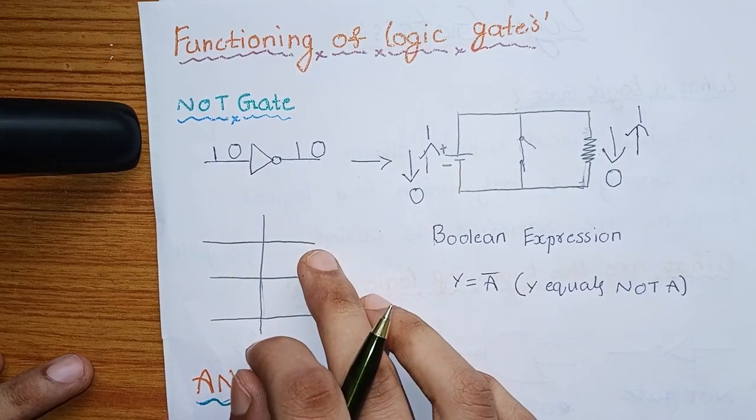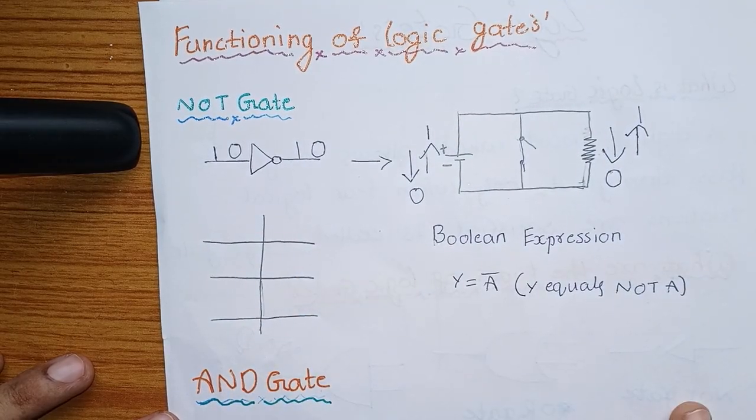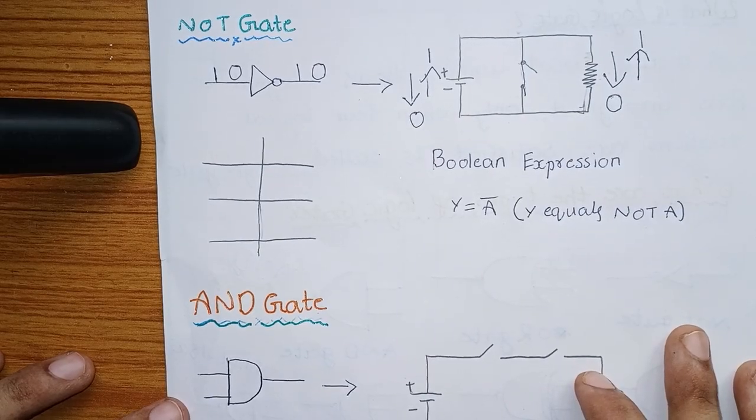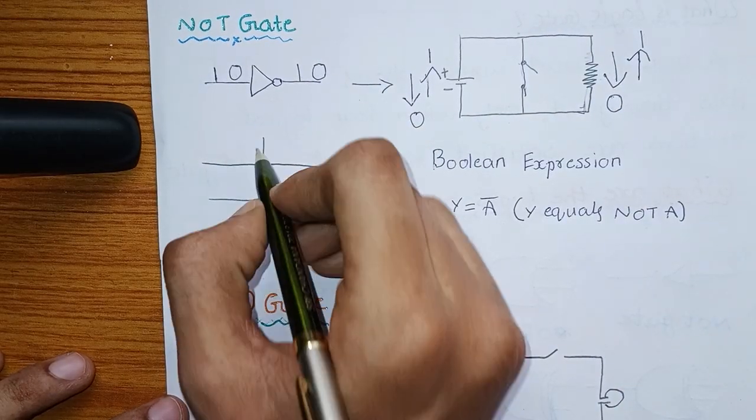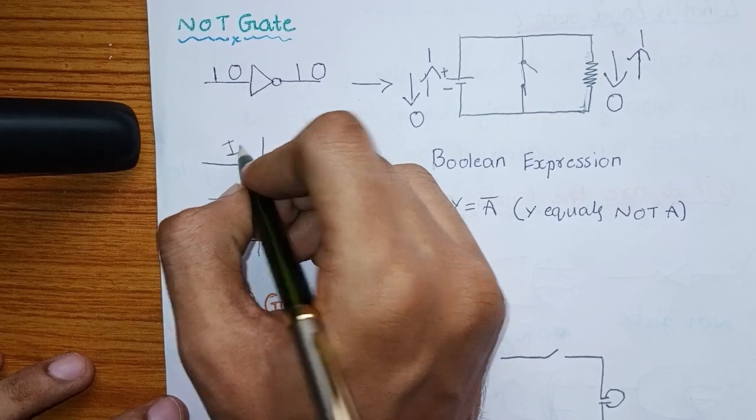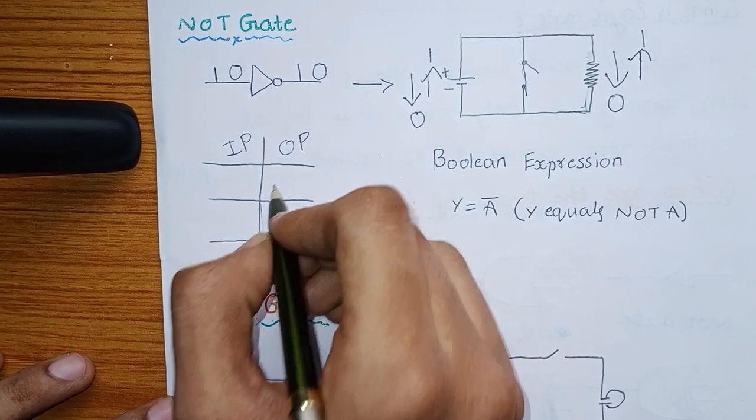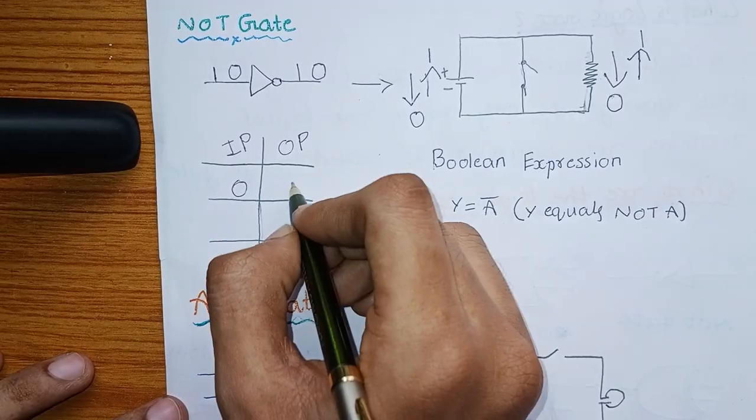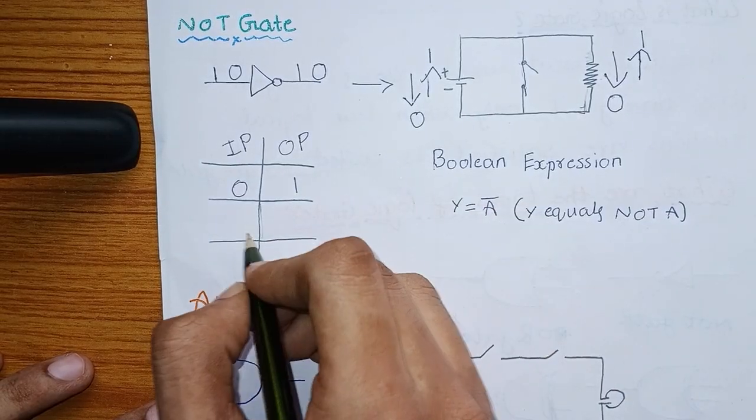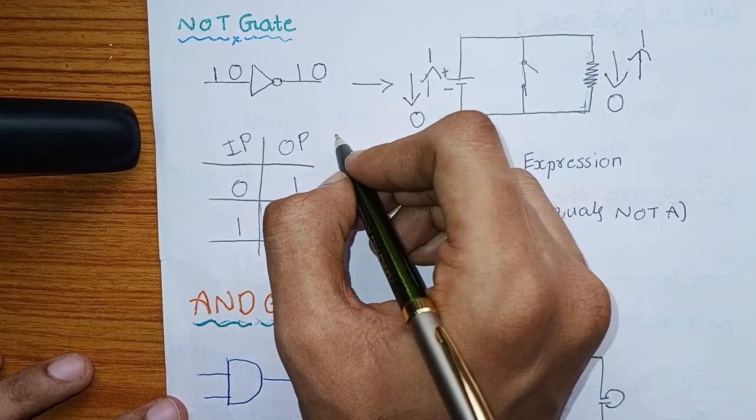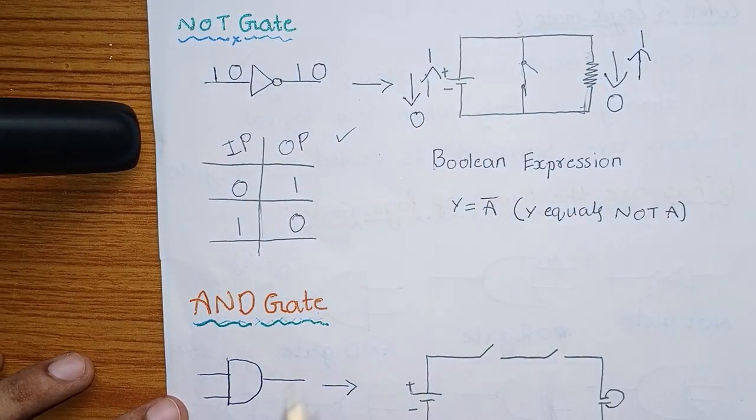Then what can we write for the truth table? What is the truth table of this NOT gate? If we imagine this as input and this as output: if you give 0, it will come out as 1. If we give 1, then it will come out as 0. This is the truth table of the NOT gate.